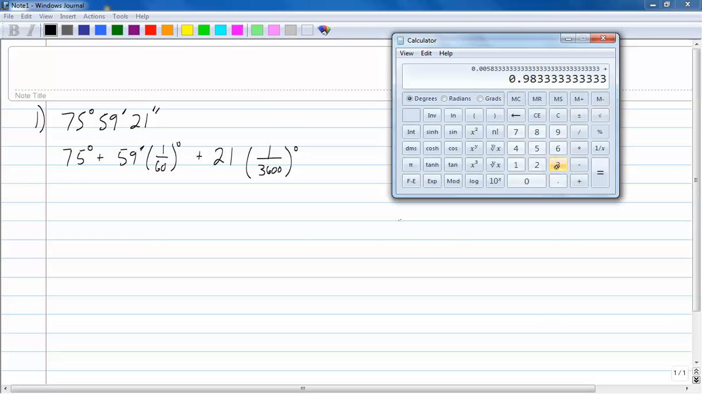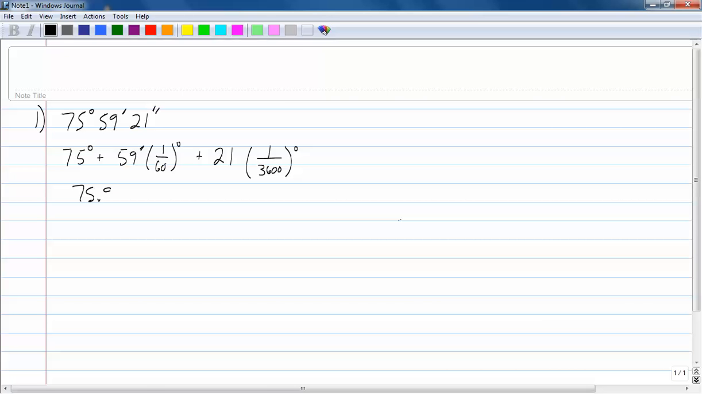Alright, and so that's what the second term and the third term are equal to. If you add those together, plus the whole number part. The directions say to round to 2 decimal places, so that is going to round up. You see the second decimal place is an 8. There's a 9 after it, so it's going to be 75.99 degrees. And that's your final answer.